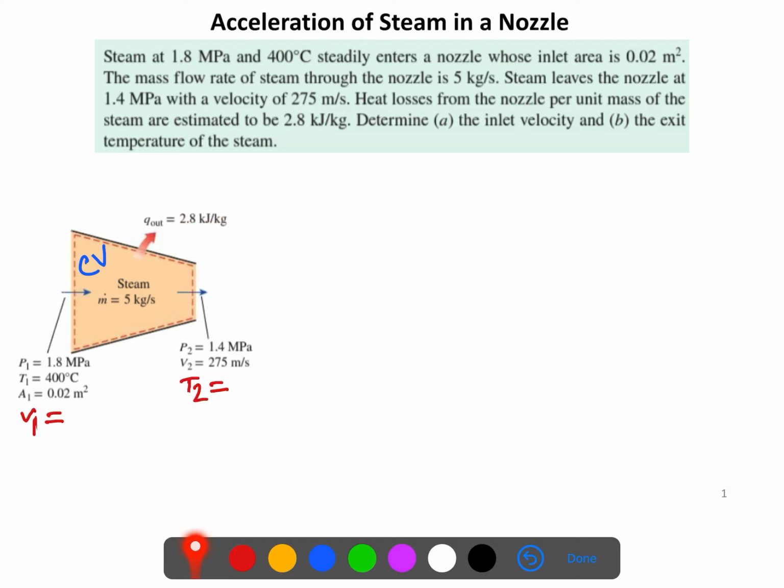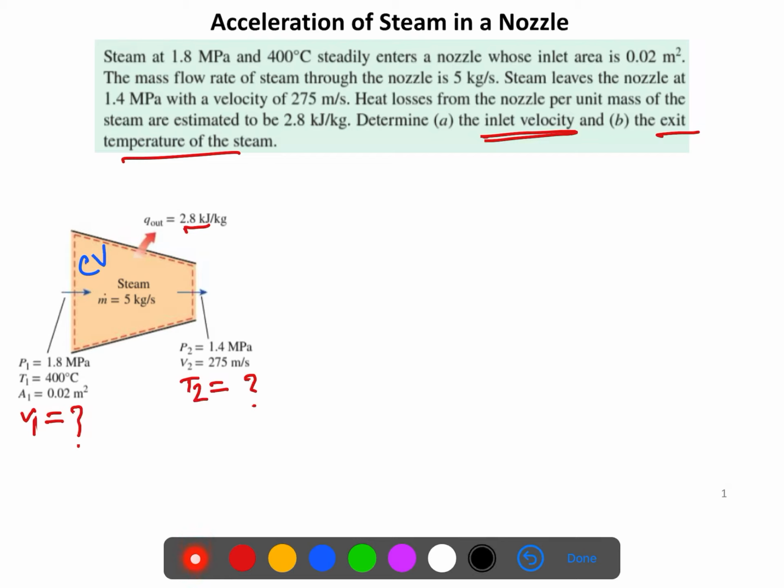All other conditions are given. What we need to do is calculate the heat loss. No, the heat loss is given, it is 2.8. So we need to calculate the inlet velocity, that means V1, the inlet velocity, and the exit temperature T2. So we need to calculate T2 and V1.